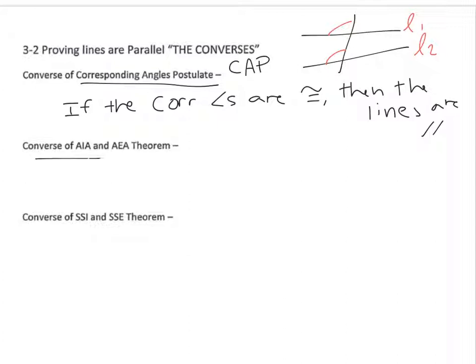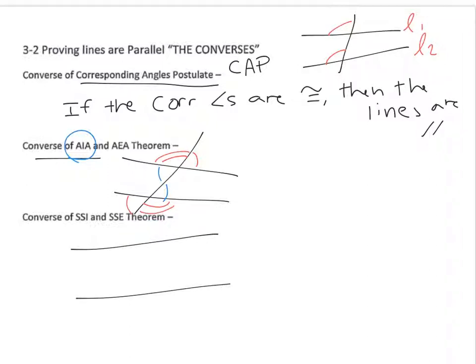Same thing with the converse of the alternate interior angles theorem and exterior. If you have these two lines and you know that these two angles are congruent, then by the converse of the alternate interior angle theorem, the lines are parallel. Same thing with exterior. If you know that these two are congruent and these two are congruent, then we know the lines are parallel. And same with the same side interior and exterior. So if we know that 1 and 2 add up to 180, then the lines are parallel. If 3 and 4 add up to 180, then the lines are parallel.